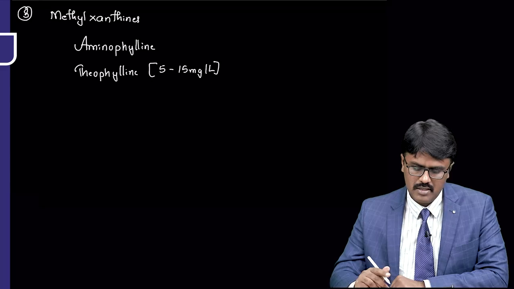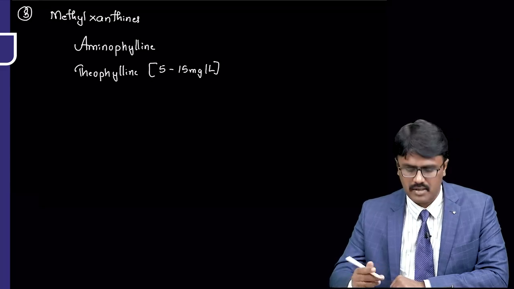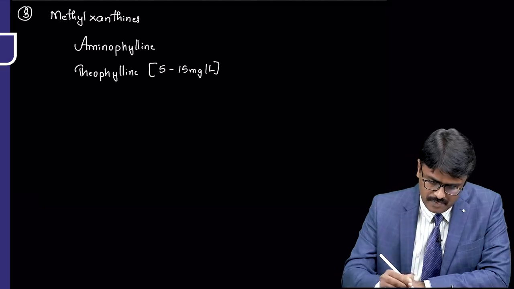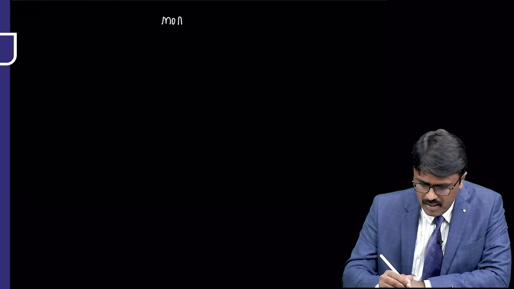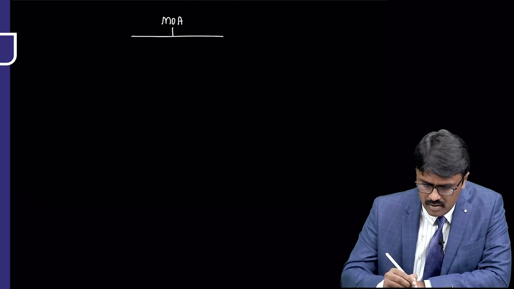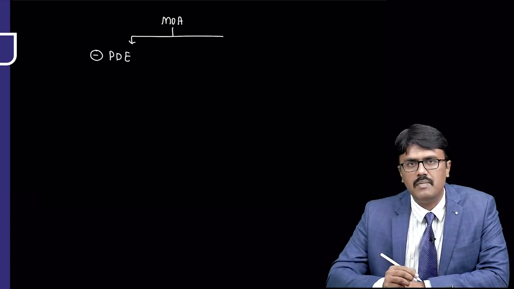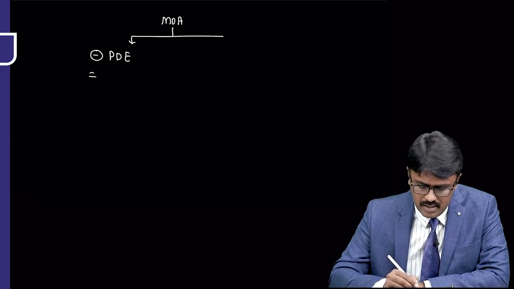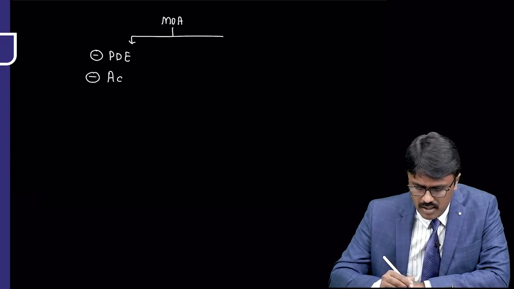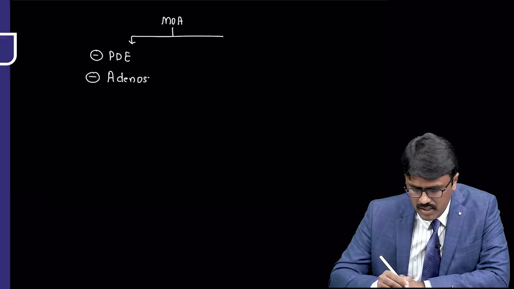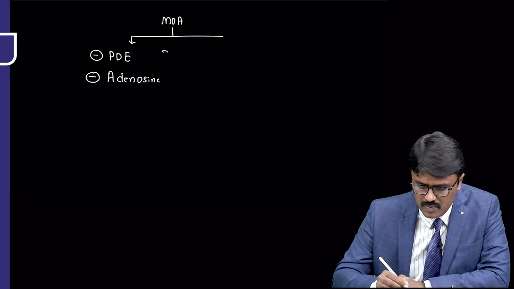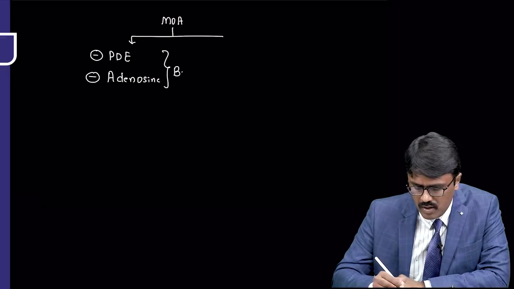Now methylxanthines, what is their mechanism of action? How do they work? So let me write the mechanism of action. The major mechanism of action is this. They inhibit the enzyme phosphodiesterase. Second, they inhibit a receptor called adenosine. So when they inhibit the adenosine, these are responsible for bronchodilation.